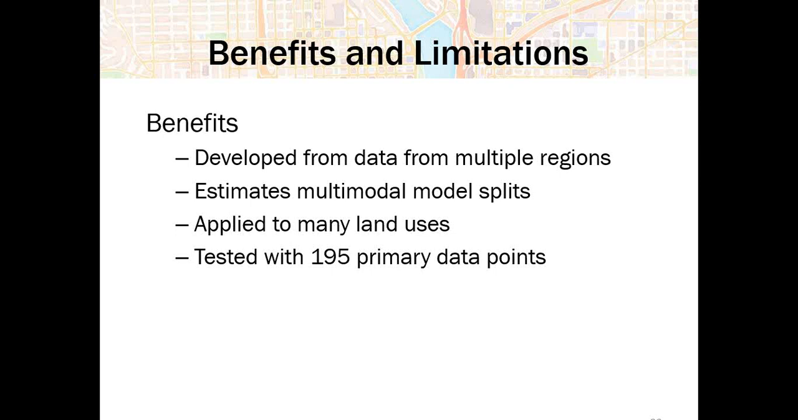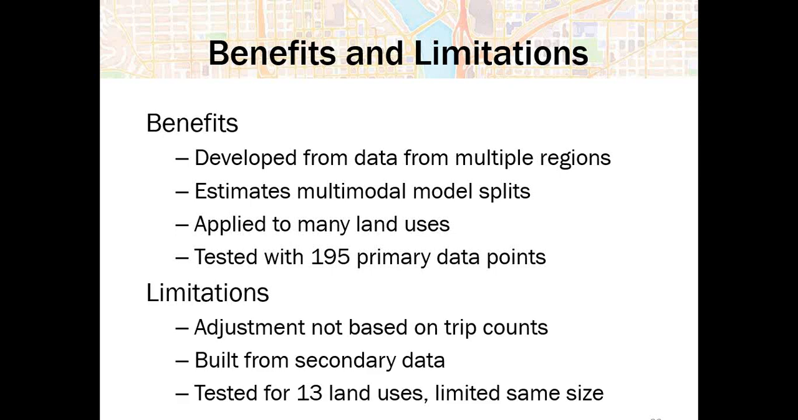We were also able to test it using quite a bit of data collected during different time periods for 13 different land uses, which was a lot of data, actually. But the limitation is that when you're looking at 195 different data points and spreading them across 13 different land uses, it's still a limited sample size. Some of the land uses that we looked at only had a small handful of data points. If you're interested in this, I recommend looking at the documentation for more information about what we found.